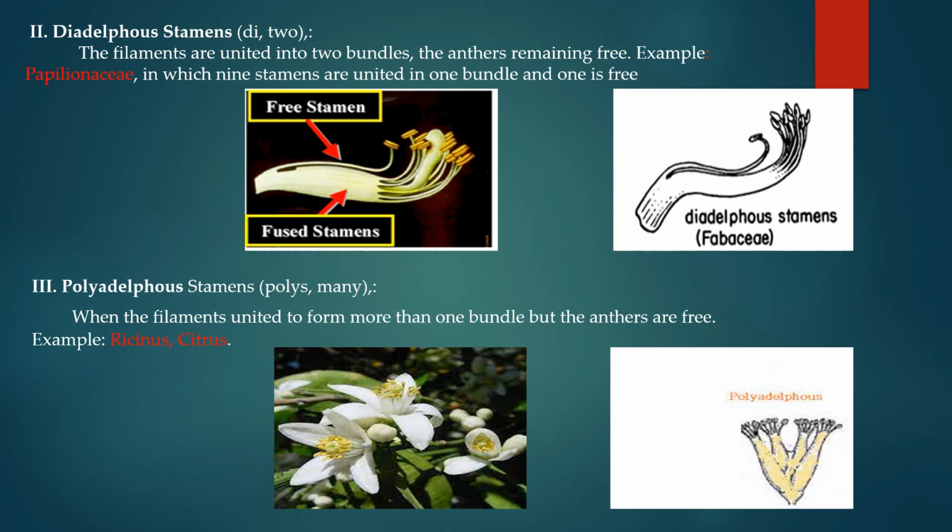Third one is what we call polyadelphous stamens. Poly means many. When the filaments are united to form more than one bundle, but the anthers are free, such condition is called a polyadelphous condition. Example, we do find in case of Ricinus, and also in case of Citrus, we find polyadelphous condition.